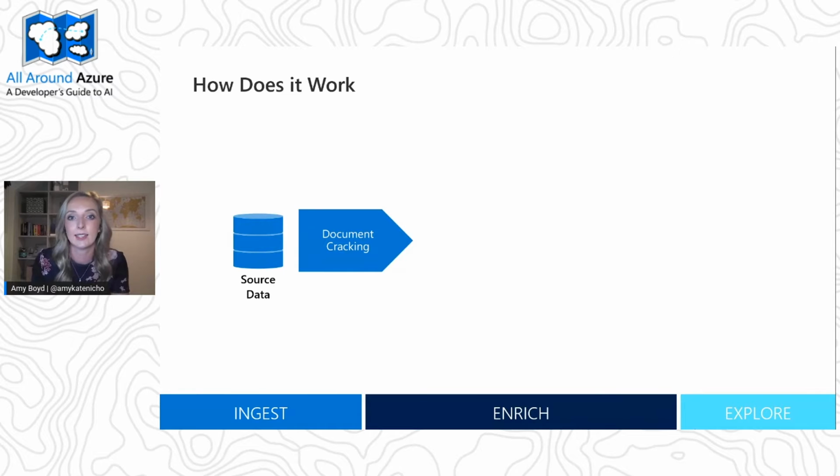First of all, we're going to take a data source. Our data source is going to be our Tailwind Traders PDFs. We're going to do something called document cracking. So cracking is basically opening up that document and understanding what's going on inside. So rather than just metadata, file name, file size, etc., actually understanding what is going on in the content.